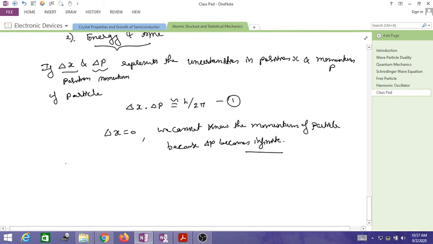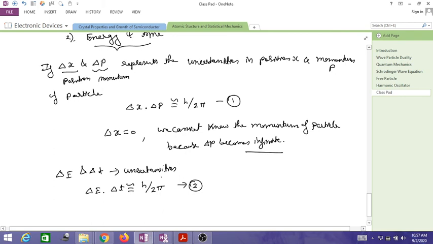Similarly, if we see this with respect to energy and time, delta E and delta T, then applying the uncertainties in the measurement of E and T, we can write delta E into delta T is approximately equal to h by 2 pi. Again, let us call this equation number 2.